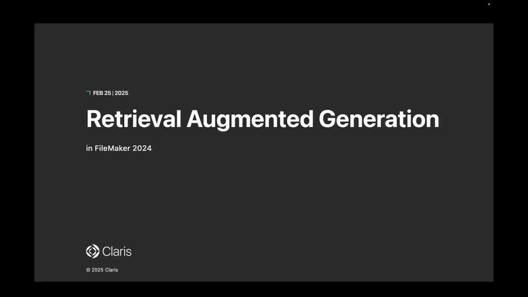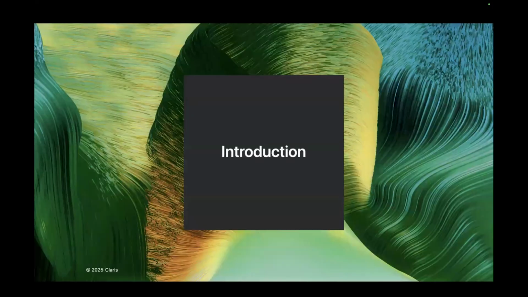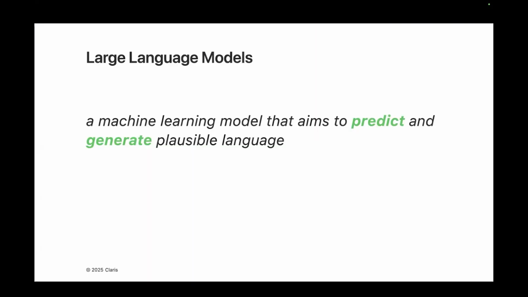So I want to talk about retrieval augmented generation, which is a very common technique to help overcome some of the limitations that we have when it comes to talking to a large language model. So let's level set over here first. And since we'll be talking about interacting with large language models, let's give it a definition of what a large language model is, because there's a lot of them out there. But the one I normally go by is a machine learning model that aims to predict and generate plausible language.